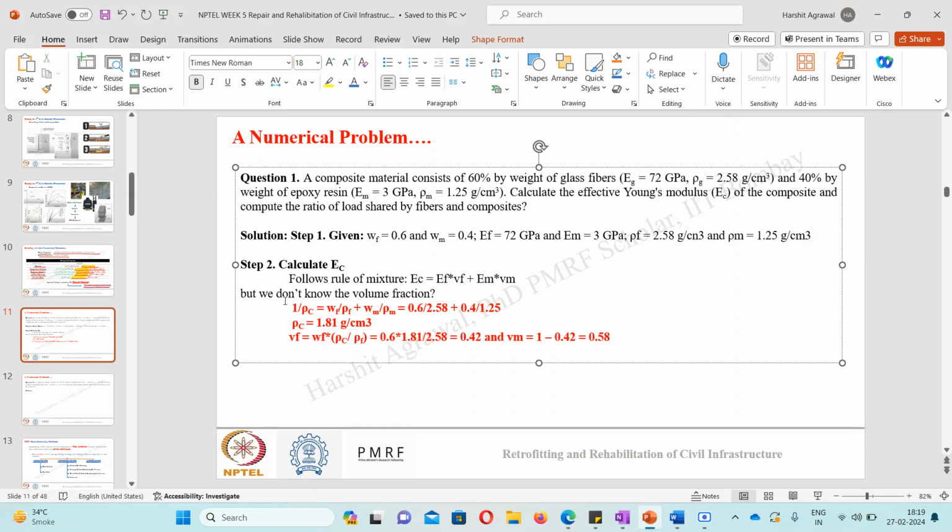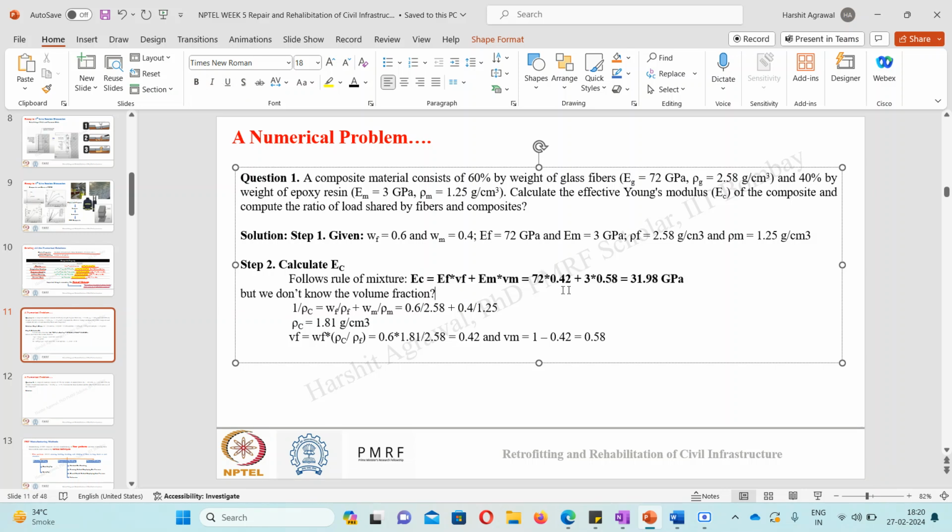Now we know the volume fraction of fiber and volume fraction of matrix. So now we can simply compute the Young's modulus of composite by substituting values here. So Ef is 72 times volume fraction of fiber 0.42 plus Young's modulus of matrix, 3, times volume fraction of matrix 0.58. Upon solving, you will get a value of 31.98 gigapascal. Okay, so this is the solution for our first part of the question.